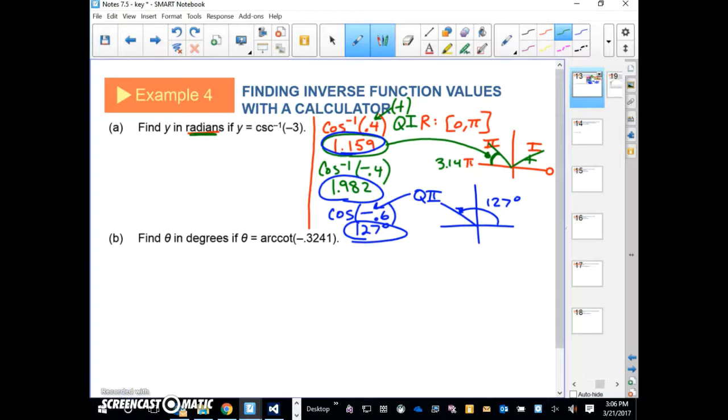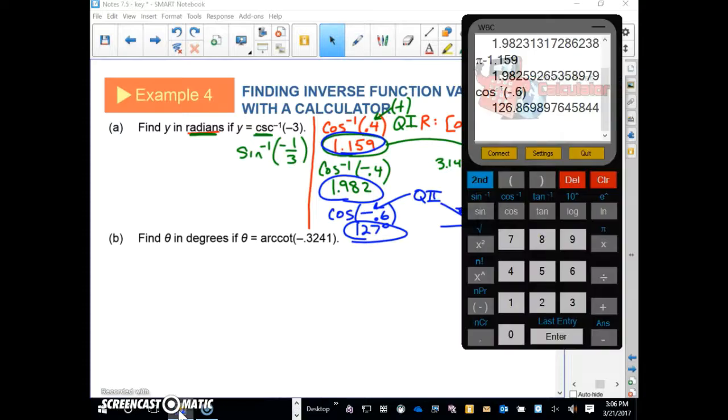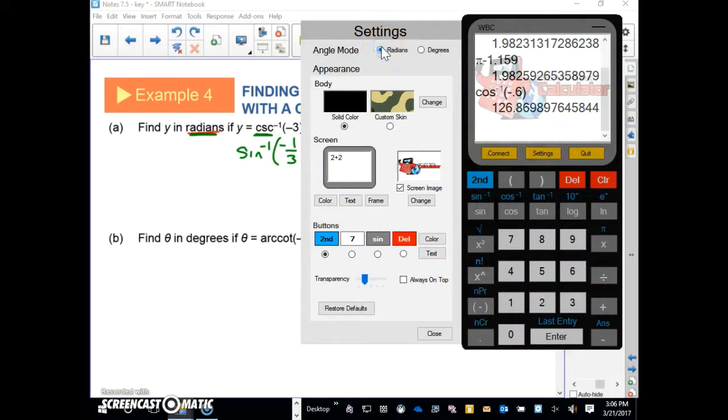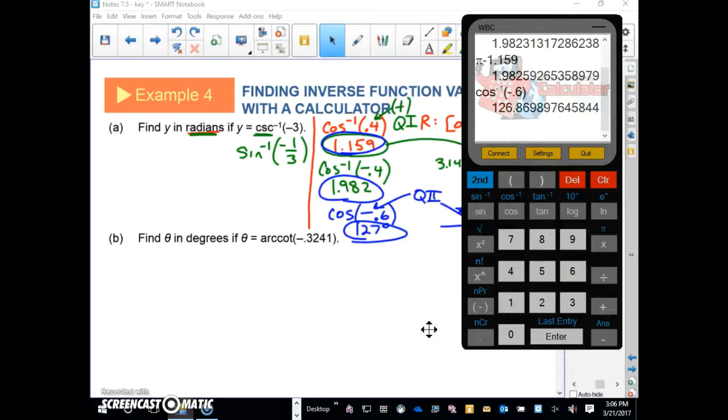It says find y in radians if y equals inverse cosecant of -3. Well, we don't have an inverse cosecant button. So what we're going to do is take the reciprocal. Reciprocal of cosecant is sine. So let's look at the inverse sine of -1/3. Take the reciprocal. We can plug this in the calculator. We need to be in radians. But we're going to do inverse sine of -1/3. And that gives us this value, okay? -0.3398.